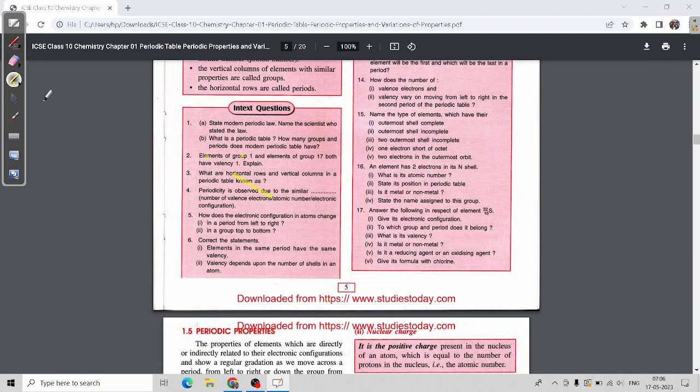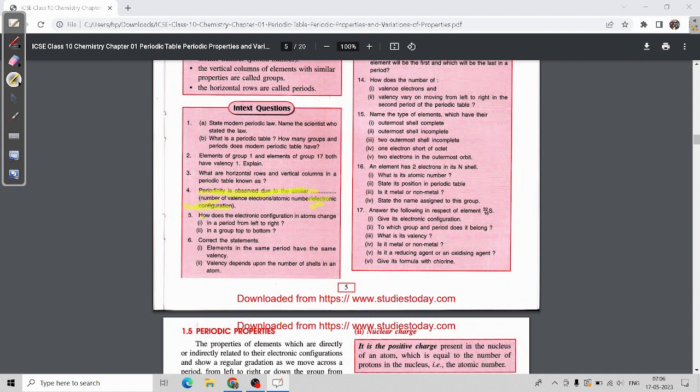Next: what are the horizontal rows and vertical columns in the periodic table known as? The horizontal rows are known as periods, and the vertical columns are known as groups. And periodicity is observed due to similar electronic configuration.